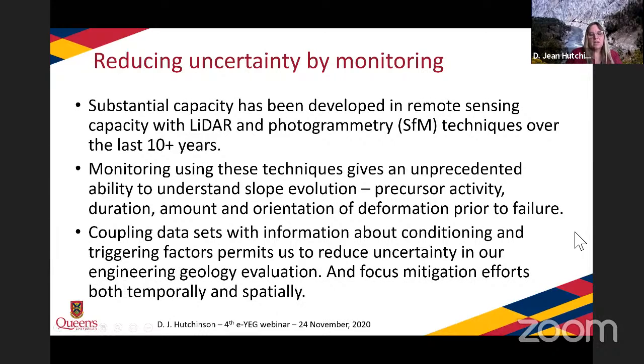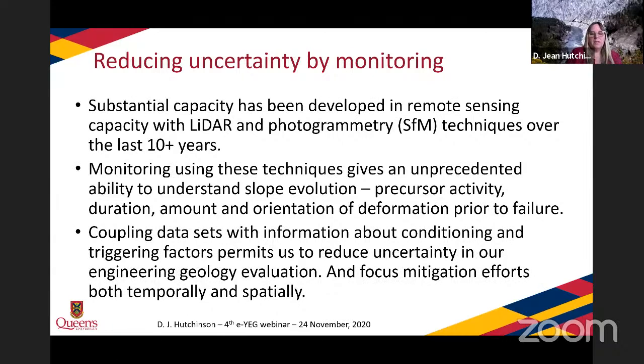So hopefully you've seen through this section of the talk that we can reduce uncertainty by monitoring. We've had substantial capacity development in recent years in remote sensing techniques with LiDAR and photogrammetry, particularly with the structure from motion analysis techniques. The monitoring we can do with these techniques gives us an unprecedented ability to understand the evolution of slopes. What kind of precursors can we observe? What duration, amount, and orientation of deformation is occurring prior to failure? And I don't have time to talk about it today, but some really interesting work about orientation of the deformation helps you to start to hypothesize the failure mode that you're expecting.